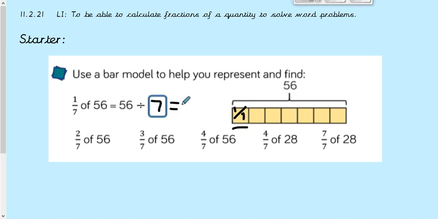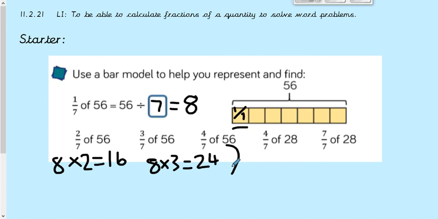So 56 divided by 7 is 8. Okay, so 1/7 of 56 would be 8. So then if we wanted to know 2/7 of 56, we would have to do 8 times 2, which would be 16. 3/7 we'd have to do 8 times 3, because remember, if 1/7 is 8, and we want to know 3/7, 8 times 3 is 24. 4/7 you'd have to do 8 times 4, which is 32. I promise I know my times tables.